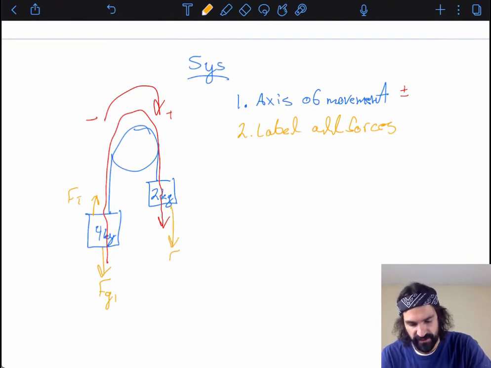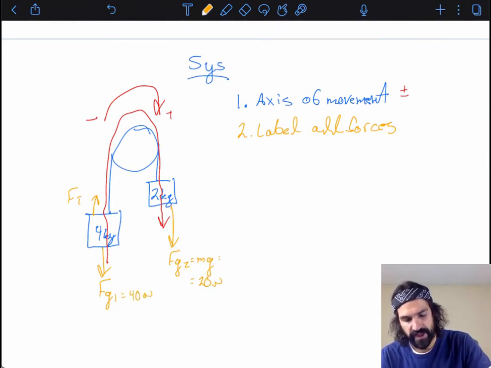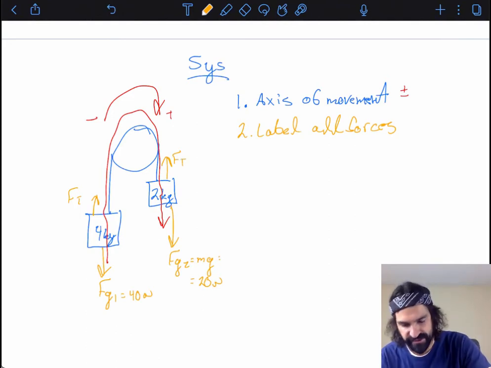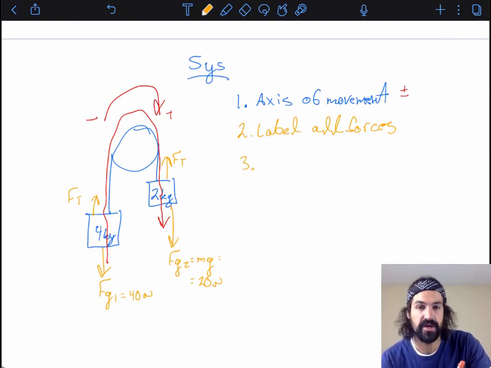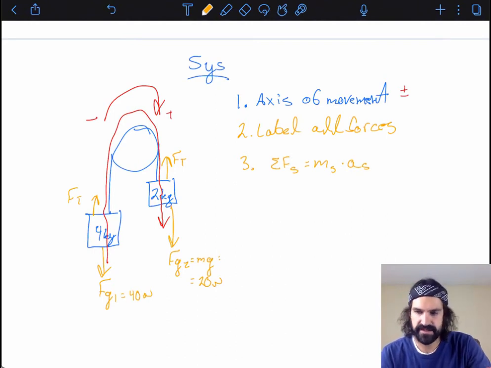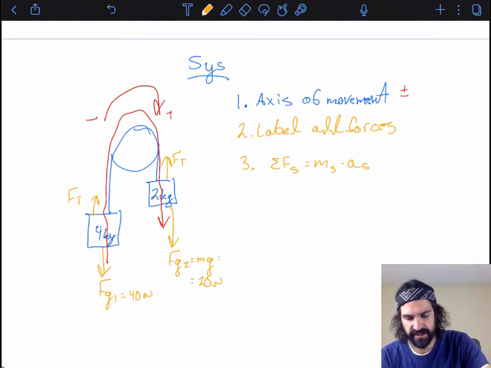For the second object, we have FG2, and we might as well just go ahead and finish the calculation. It is equal to M2G, which is equal to 20 newtons, and FG1 was equal to 40 newtons. And don't forget to label your tension on the second object. So now we've labeled all forces. And step 3 is net force, FMA. So your net force of the system is equal to the mass of the system times the acceleration of the system. And no, I don't want to say that yet.